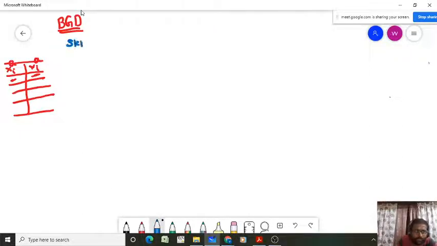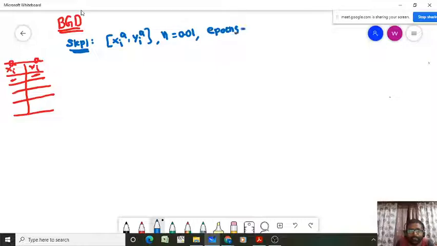So step 1 is related to initialization. You have to read your data set, x_i and y_i. You have to read eta, the learning rate, 0.01 let us assume, and you have to initialize the number of epochs. Let us assume 100. And what else? Anything I forgot? Anything I have to initialize? Yes, the model parameters, thank you. Because in gradient descent optimization, initial values must be randomly assigned, right?